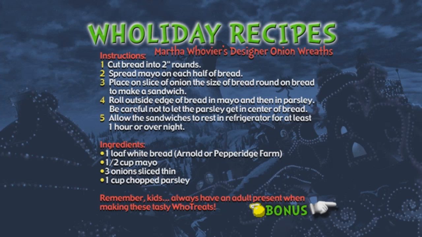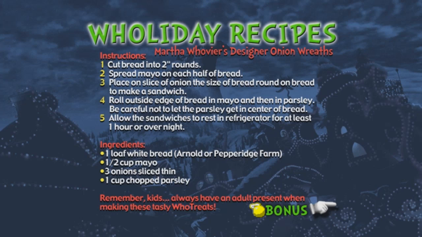Instructions. Step 1. Cut bread into 2-inch rounds. Step 2. Spread mayo on each half of bread. Step 3. Place on slice of onion the size of bread round on bread to make a sandwich. Step 4. Roll outside edge of bread in mayo and then in parsley. Be careful not to let the parsley get in the center of bread. Step 5. Allow the sandwiches to rest in refrigerator for at least 1 hour or overnight.